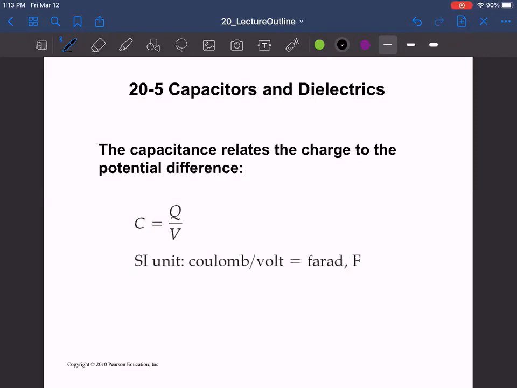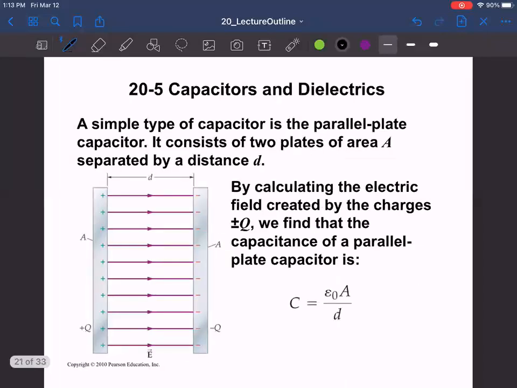The SI unit for this is a farad, F-A-R-A-D, and it is a coulomb per volt, which should make sense because it's a charge per volt. Most capacitors you come across are going to be in microfarads, μF. So charge per volt that we can store on there. The more voltage you have, the larger charge you can store on there.